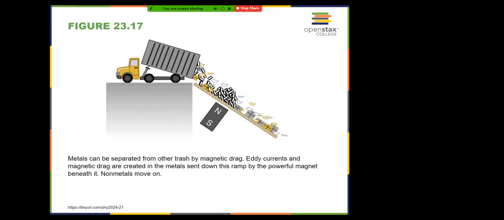Also, this eddy current can be applied to sorting garbage. If you want to separate the metal pieces from the non-metals, there's a big magnet over here. You put the garbage sliding down, and the metal piece will be dragged. That's due to eddy current because of the motion. Non-metals will move on.